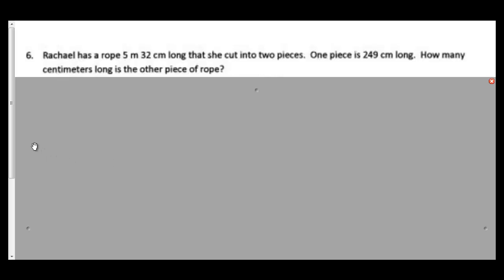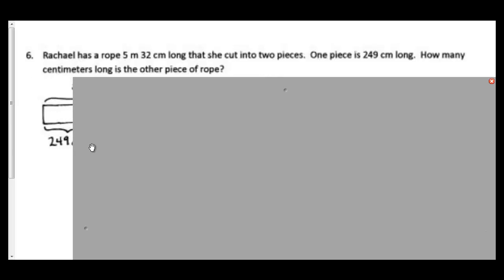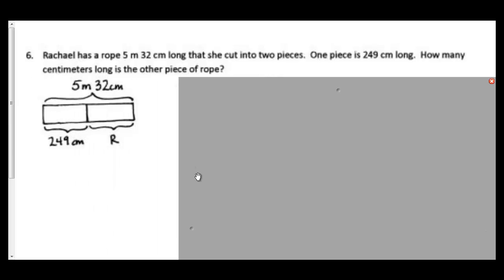If you're completely and totally lost, you can stay with me, and I'll help you get started, and then maybe you do the rest by yourself. All right, so here's my tape diagram. I have the total of her rope, which is 5 meters and 32 centimeters long. That's my total. And I know that she cut it into 2 pieces. I know one piece is 249 centimeters long, but I don't know the other piece, so that's why I labeled it rope. So because I know the total, and I know one part, but I'm missing a part, that tells me that I need to use subtraction.